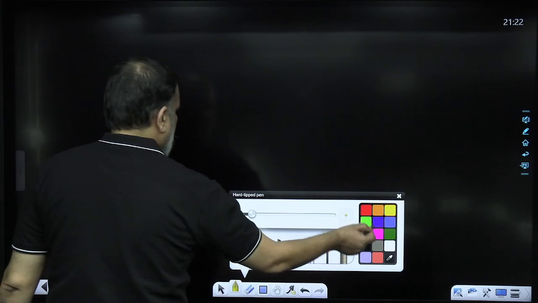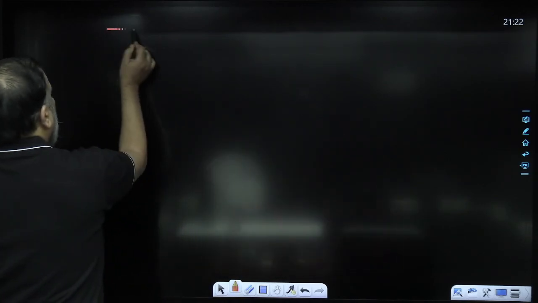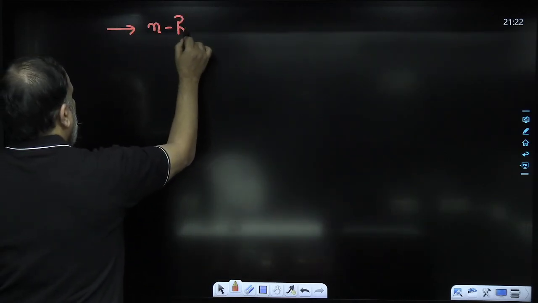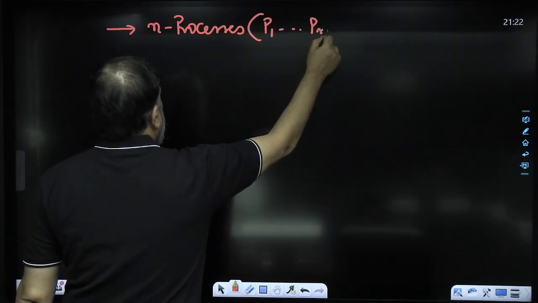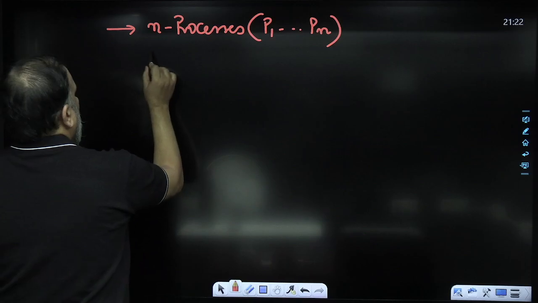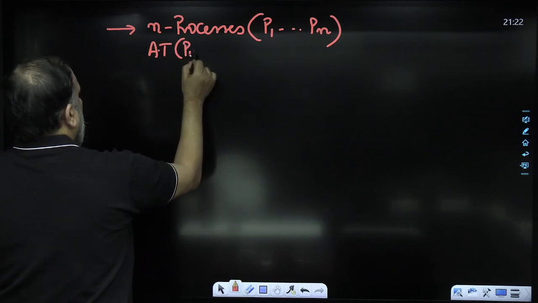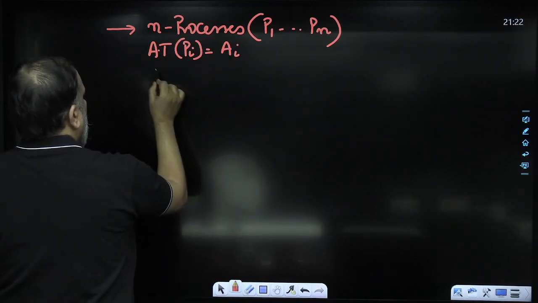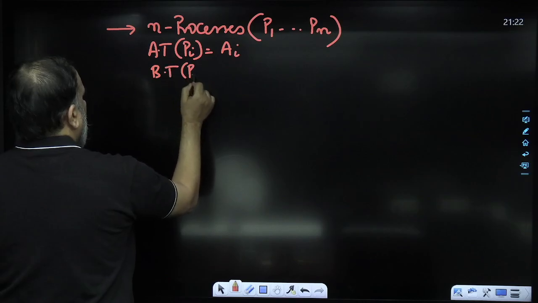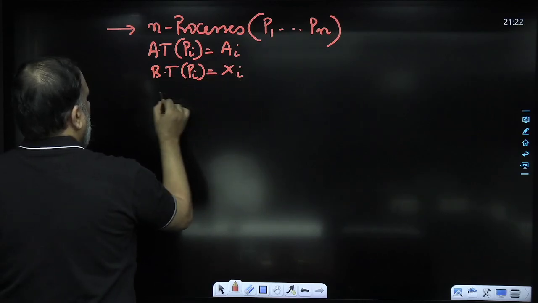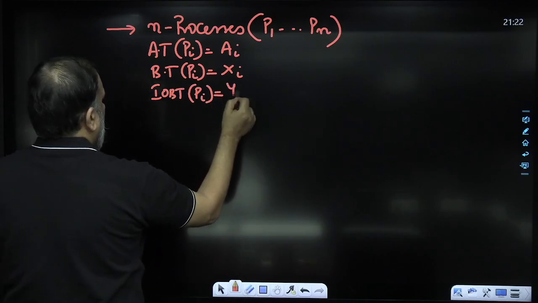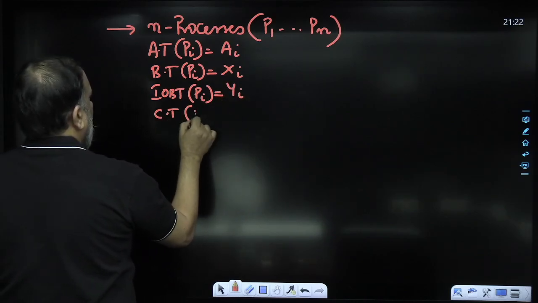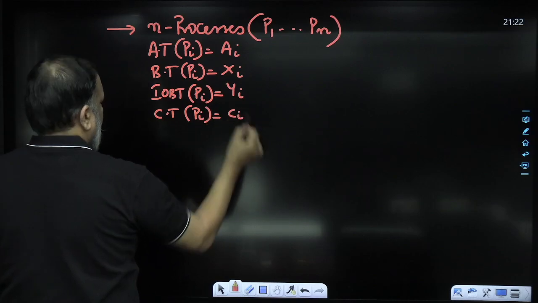As a consequence, I would also like to make a mention here for your convenience. Imagine, for example, there are n processes, please follow. If there are n processes sequentially numbered P1 to Pn, let's say the arrival time of the process Pi is given as Ai. The total burst time of the process Pi is some Xi. If you also have the IO burst time of process Pi, let us denote it as Yi. And the completion time of process Pi is given as Ci. This is my framework.